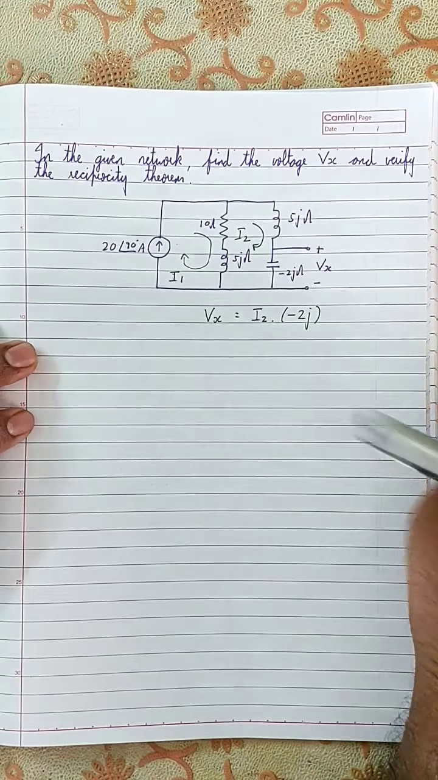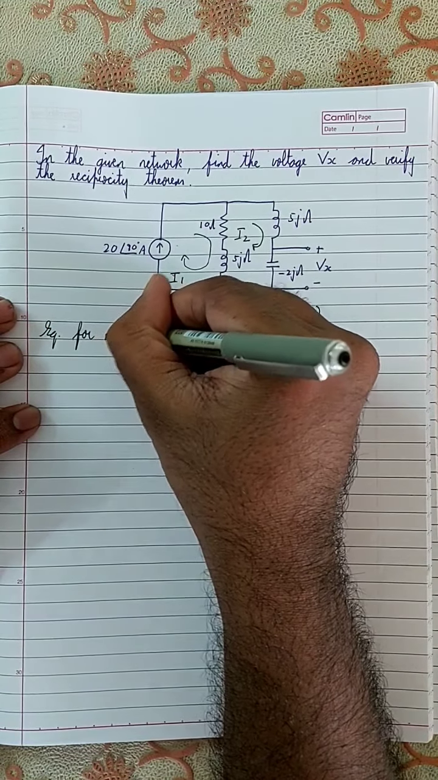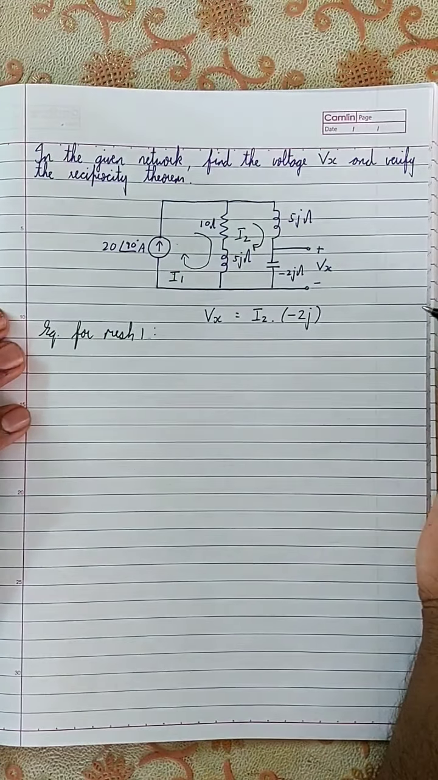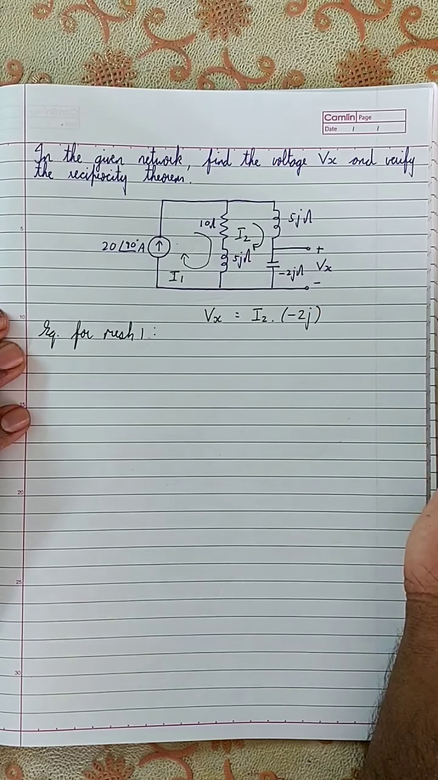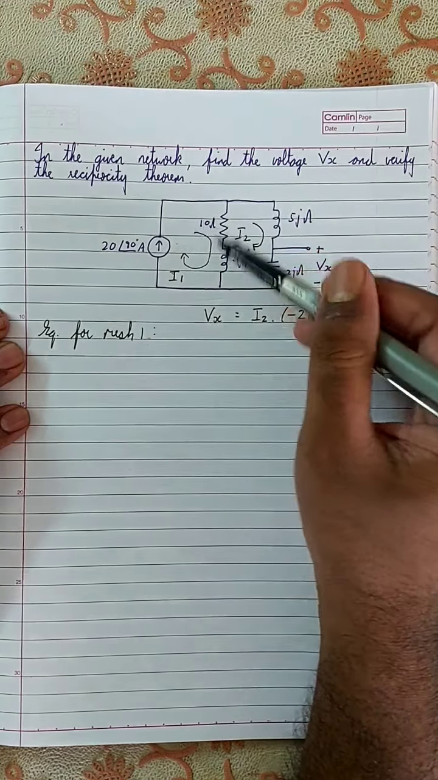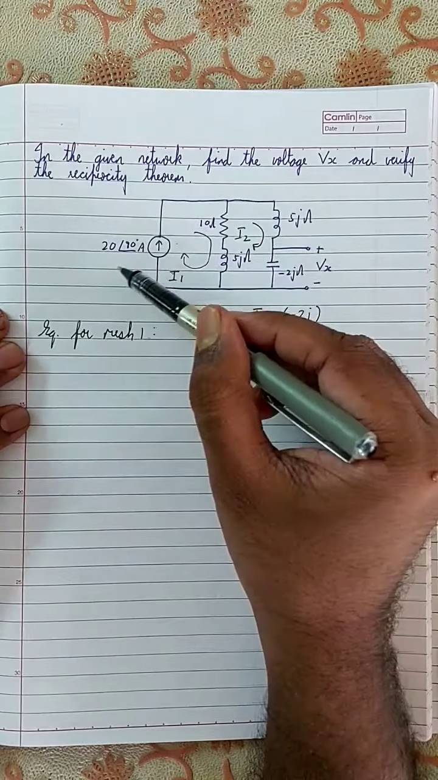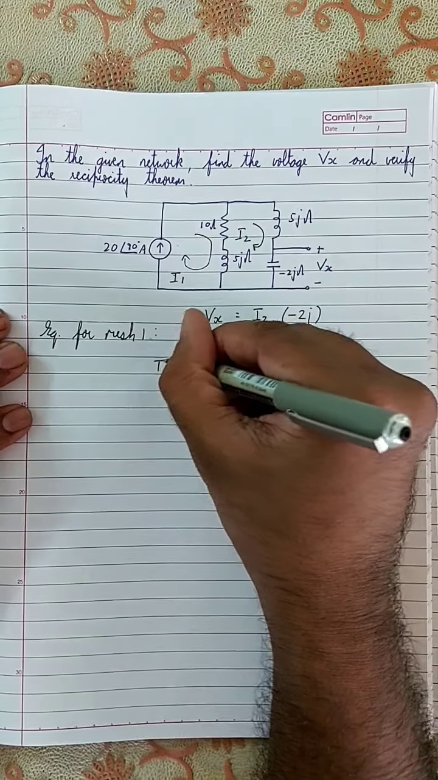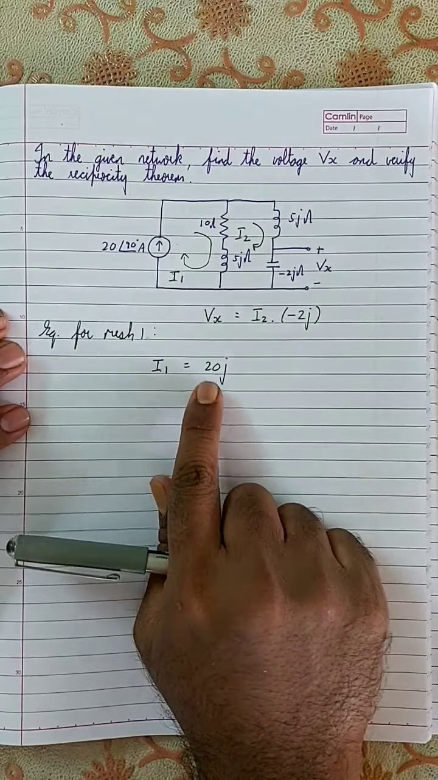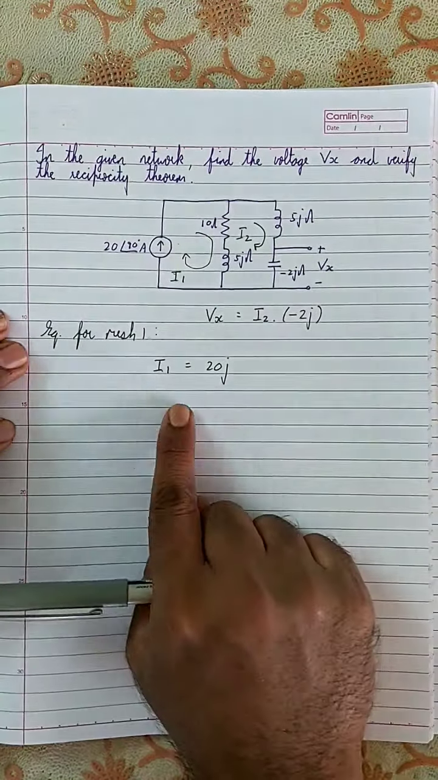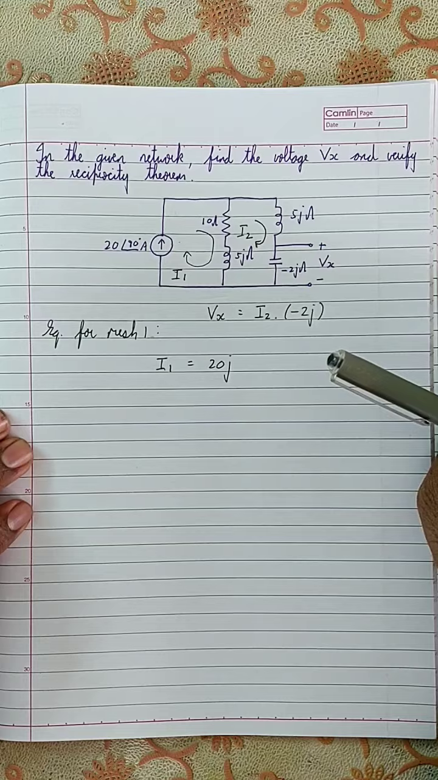So now let me apply the mesh equations. Equation for mesh 1. Here there's already a current source, so we don't need to apply any Kirchhoff's voltage law. You can simply write the current equation because the current in this branch is I1 and this branch is given as 20 angle 90. In other words, I1 is equal to 20 angle 90, which is also called 20J, if you simply check in the calculator. So I found the value of I1.